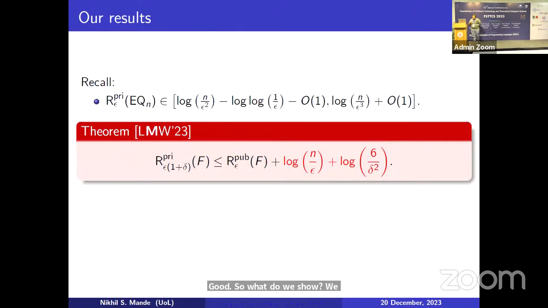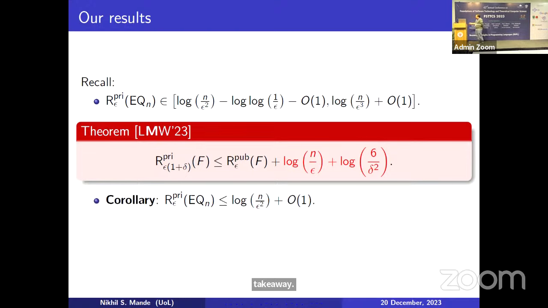We show an improved version of Newman's theorem, which is directly a multiplicative version of Newman's theorem, where Newman would have got an epsilon square delta square hit in this denominator of the log. We just get an epsilon times delta square. That's the key takeaway.